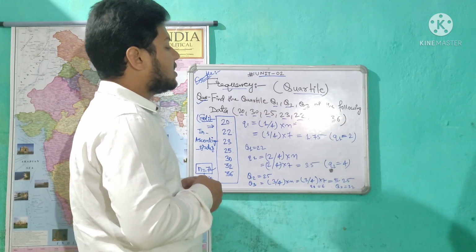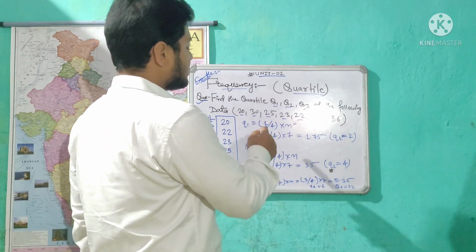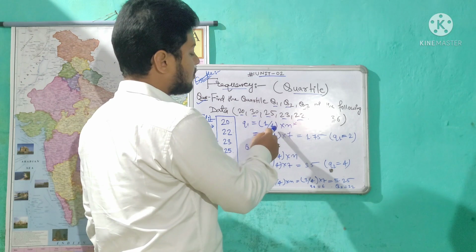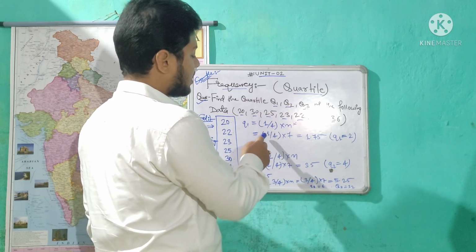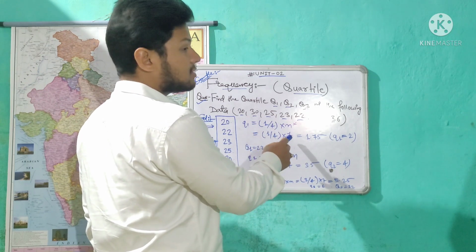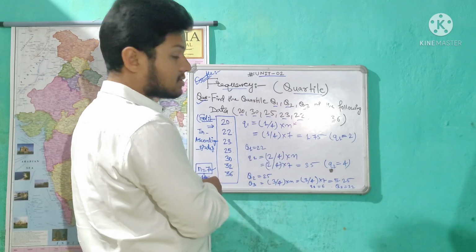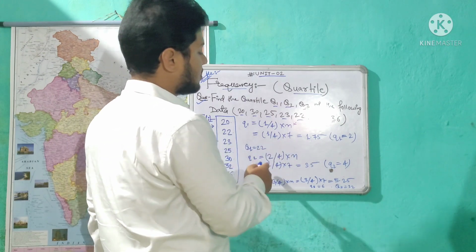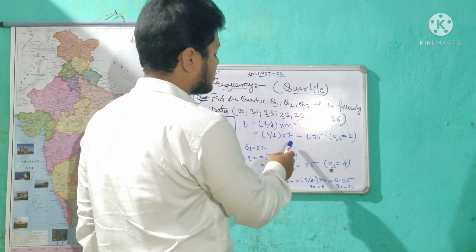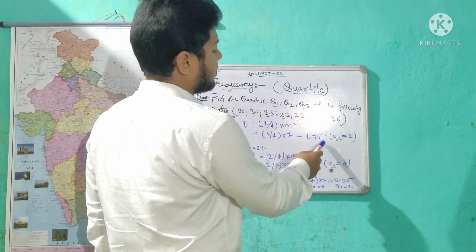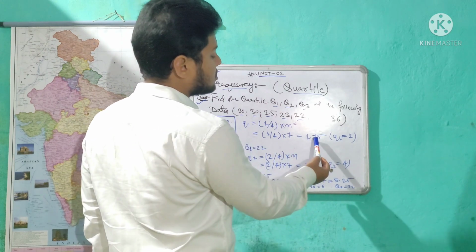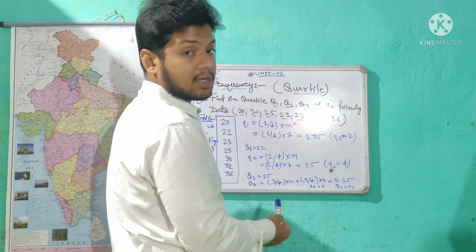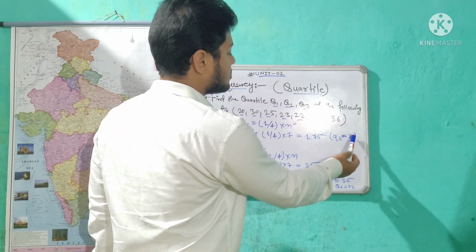After applying this formula, 1 by 4 into N, where N is the number of observations, which is 7, we calculate 1 by 4 into 7 and get 1.75. It means it is nearest to 2. 1.75 is nearest to 2. So Q1 is equal to 2.